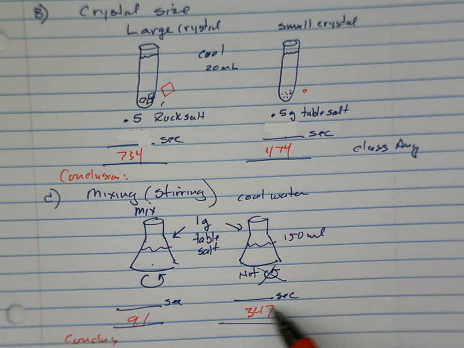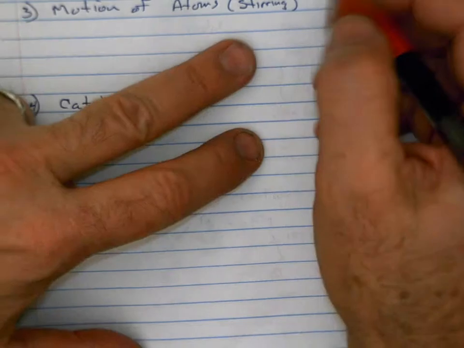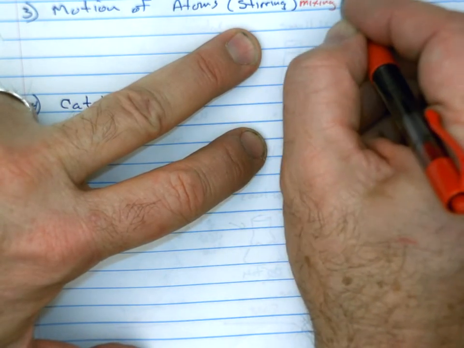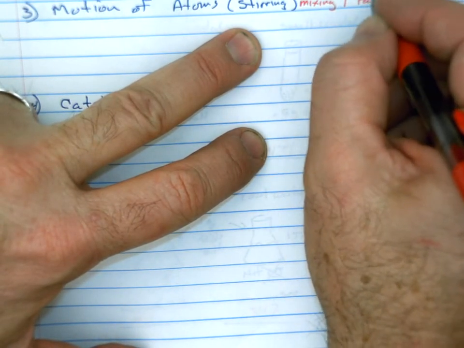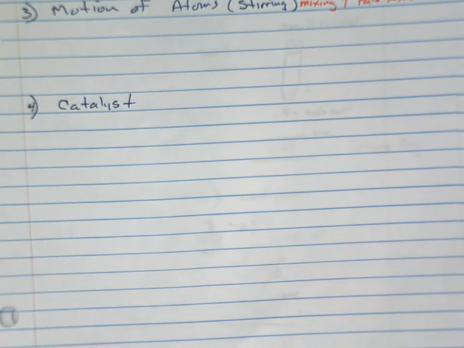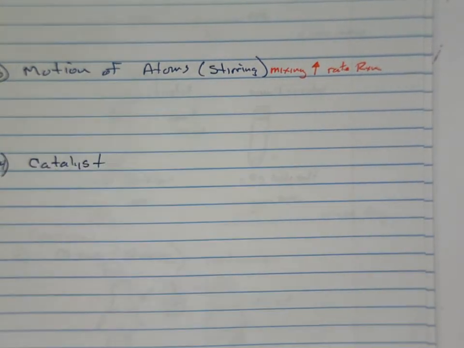Over here, it took 3.5 times longer when it was just sitting there. So mixing, stirring, lets things get reacted quicker. So the motion of atoms, mixing increases the rate of reaction. Oh, sorry, went off the page there. Mixing increases the rate of reaction.